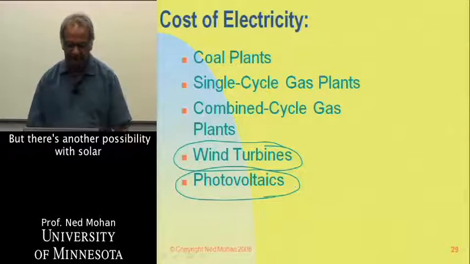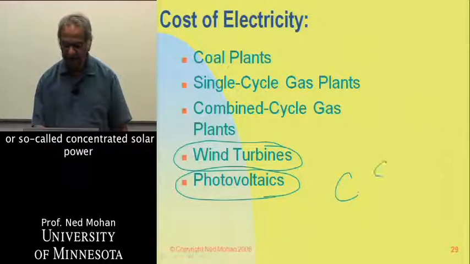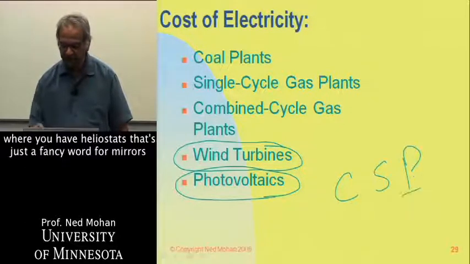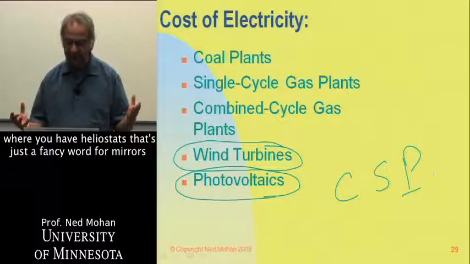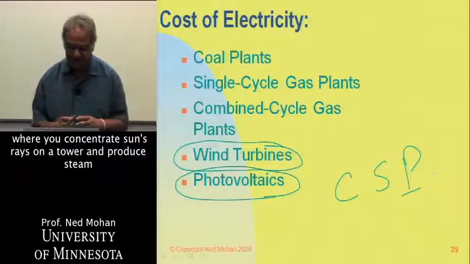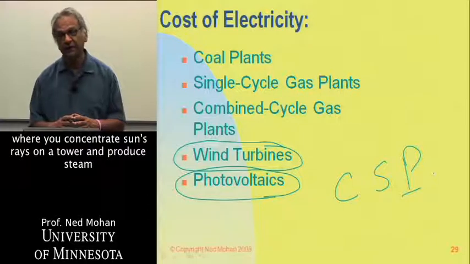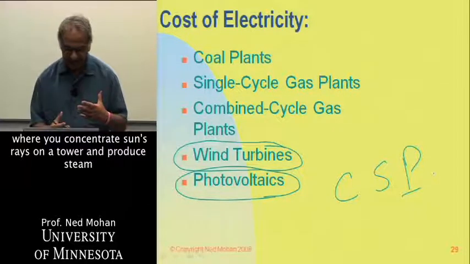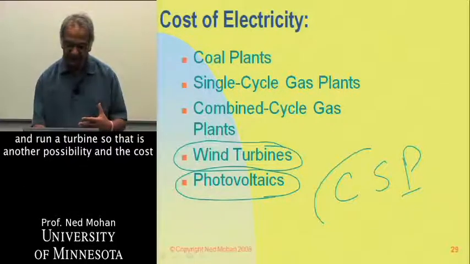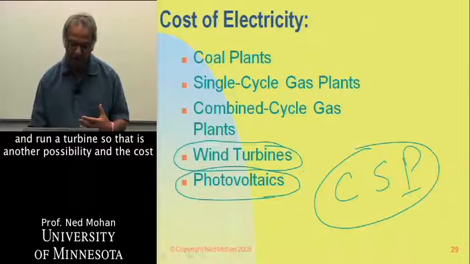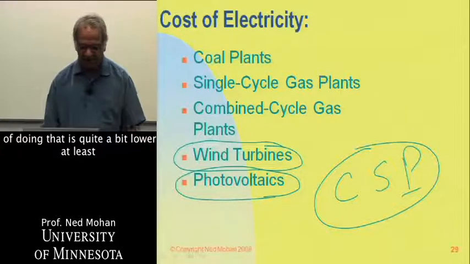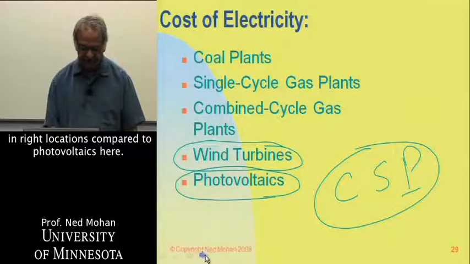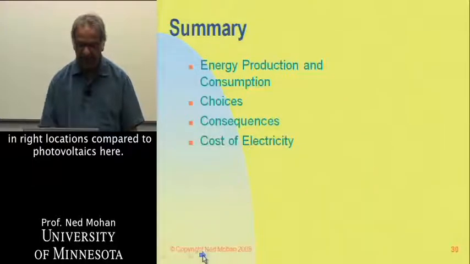But there's another possibility with solar, so-called concentrated solar power, where you have heliostats. That's just a fancy word for mirrors, where you concentrate the sun's rays on a tower and produce steam and run a turbine. So that is another possibility, and the cost of doing that is quite a bit lower, at least in the right locations, compared to photovoltaics.